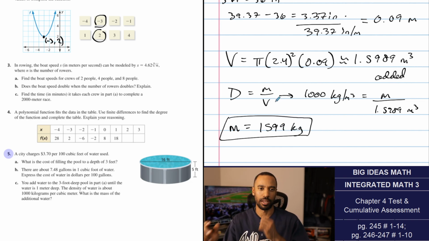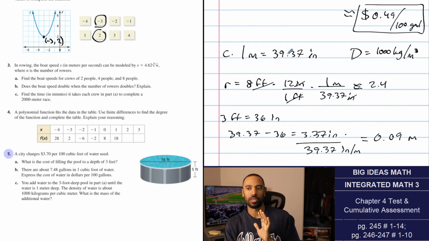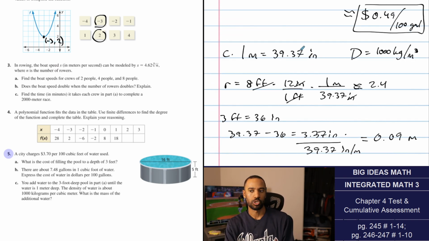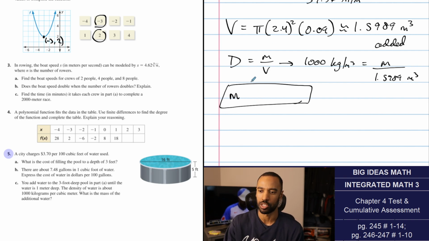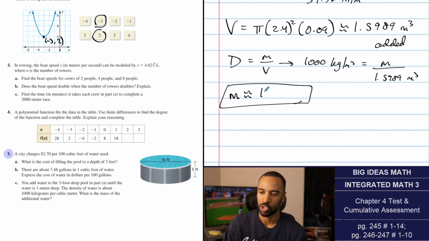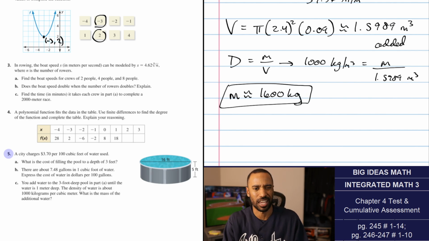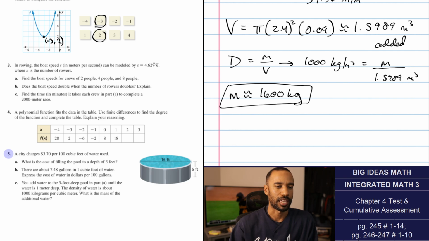Maybe 1600 if we see 39.37 is rounded. I'm sure there are other numbers that trail it. Maybe this is supposed to be about 1600. Let's just do that because I don't know what we're supposed to get exactly. It seems pretty approximate to that. So about 1600 kilograms when all said and done. It looks good. All right, that's part C.